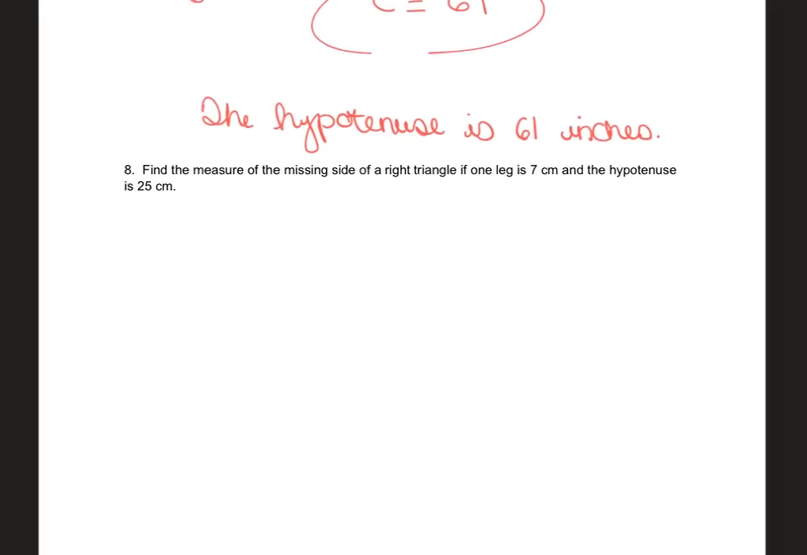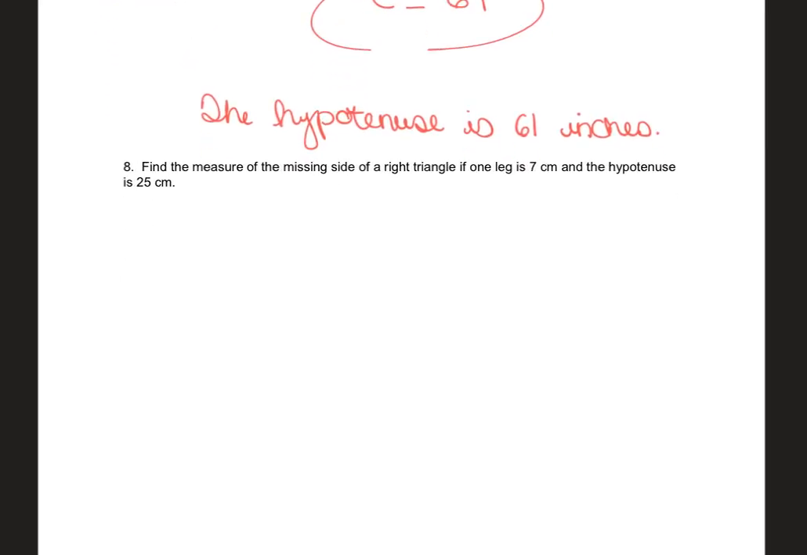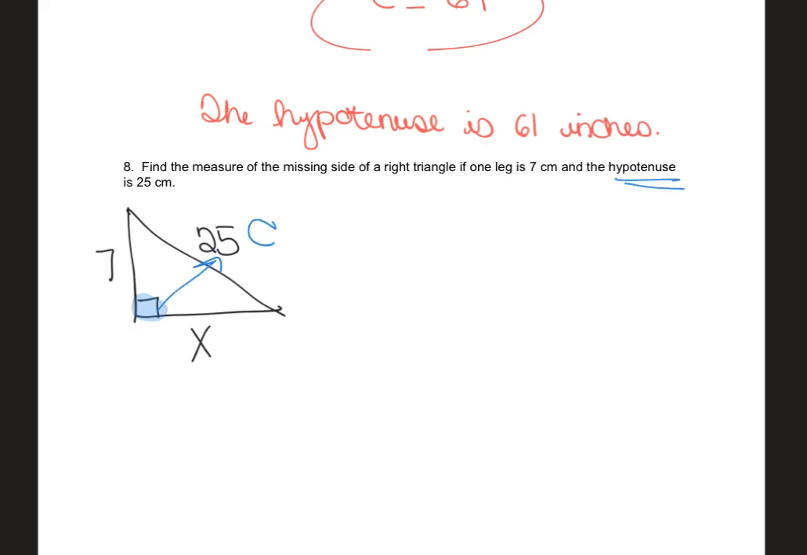All right, and the last one. Find the measure of the missing leg, or the missing side, if one leg is 7 and the hypotenuse is 25. So we don't know if it's A or B. We could call it A, B, or X. But what we do know is this is our right angle. That is our C. They told us that, but we can also draw it.